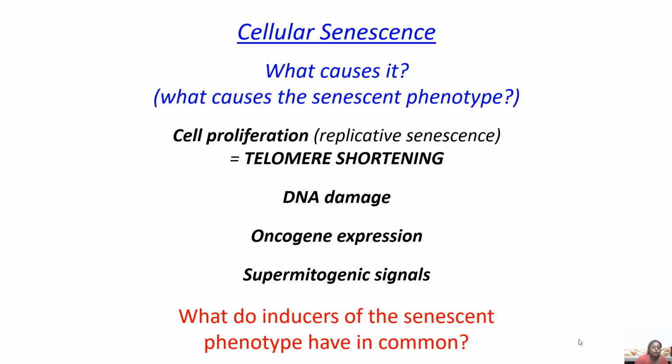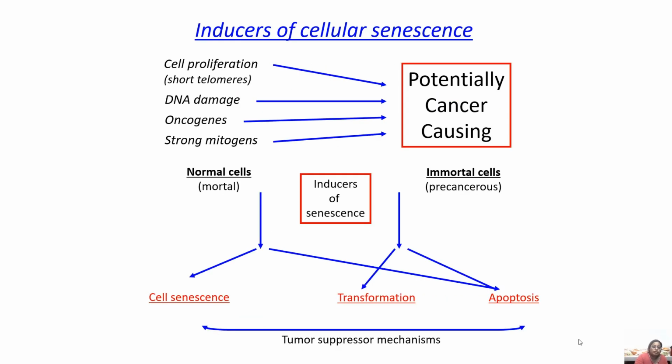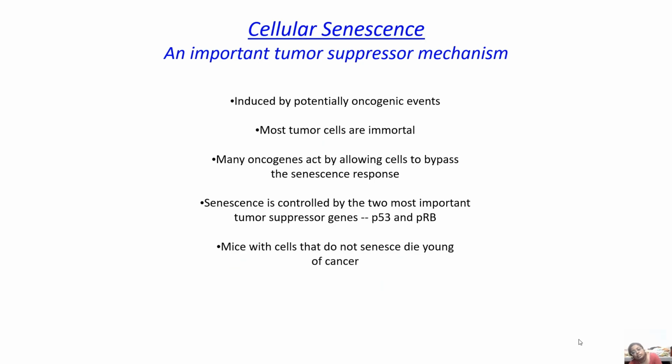What do inducers of the senescent phenotype have in common? Telomere shortening, DNA damage, oncogenes, and strong mitogens can all potentially cause cancer. So, cellular senescence is an important tumor suppressive mechanism induced by potentially oncogenic events. Most tumor cells are immortal. Many oncogenes act by allowing cells to bypass the senescence response, and senescence is controlled by the two most important tumor suppressor genes, P53 and PRB. Mice with cells that do not undergo senescence die young of cancer.